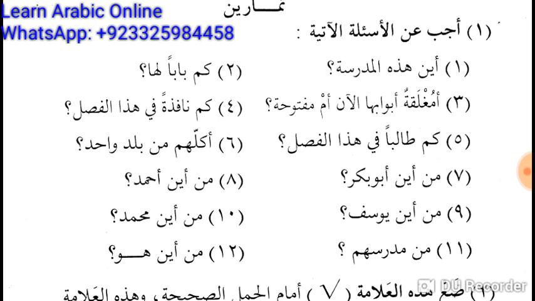كم بابا لها؟ لها سبعة أبواب. It has seven doors. أمعلقة أبوابها الآن أم مفتوحة؟ أبوابها مفتوحة الآن.